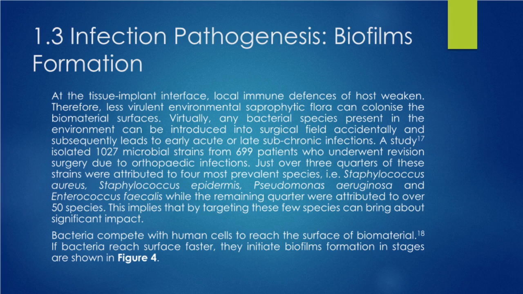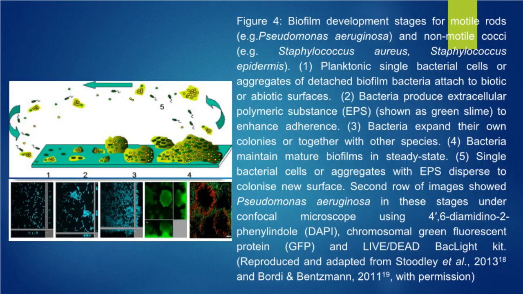Bacteria compete with human cells to reach the surface of the biomaterial. If bacteria reach the surface faster, they initiate biofilm formation in stages, as shown in Figure 4. Figure 4: biofilm development stages for motile rods, e.g., Pseudomonas aeruginosa, and non-motile cocci, for example Staphylococcus aureus and Staphylococcus epidermidis.